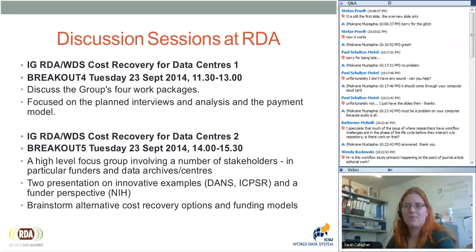And we also had, preparing the ground for the case study, a high-level discussion involving a number of stakeholders, which was really kicked off on the one hand by two presentations of examples which we think might be innovative examples of cost recovery and business models, one from Dance, presented by my co-chair, and the other from ICPSR, the Social Science Data Center in the States, presented by George Alter. ICPSR have done a number of studies on the business models and the sustainability of data centers, of course. And we also had the funding perspective from the NIH. So that provided a model for how we want to take this research forward. And we did some brainstorming of alternative cost recovery models and funding models.